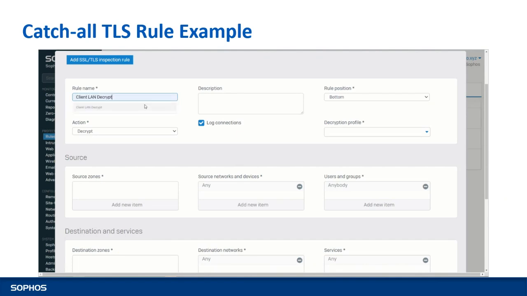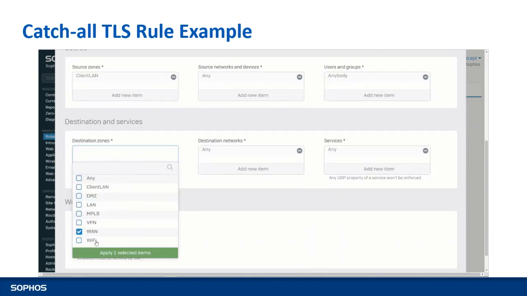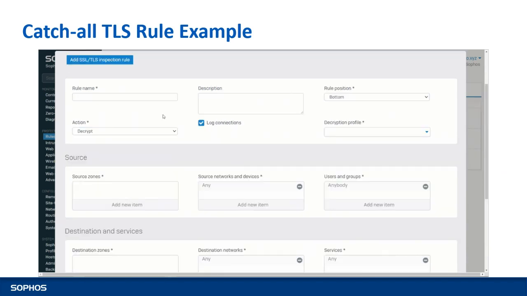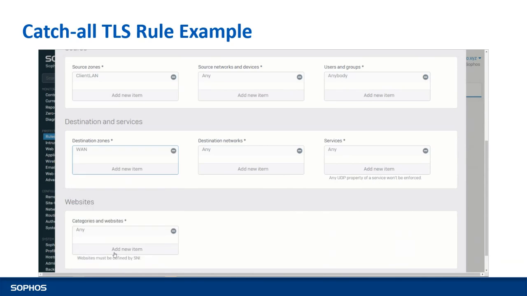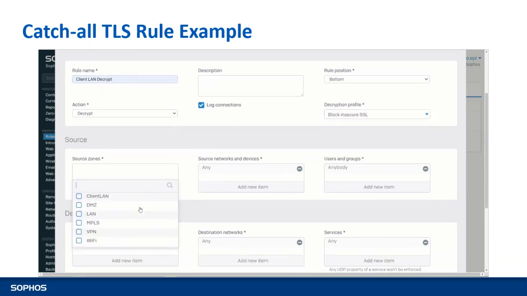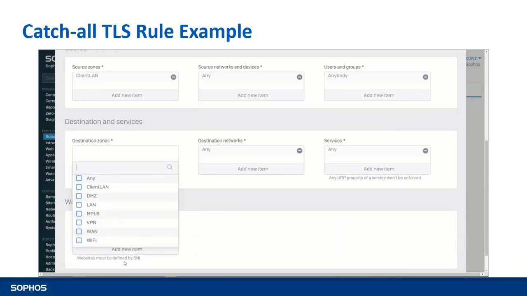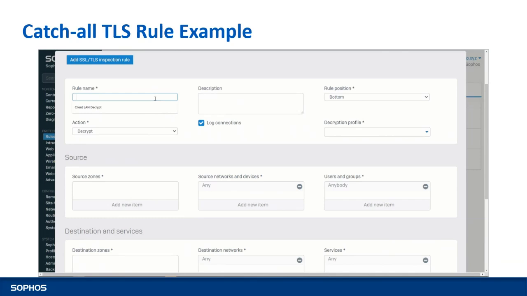As an example, we create a general TLS inspection rule for traffic going to the WAN zone from the client network. Start by giving the rule a descriptive name, set the position of the rule, and set the action. Select a decryption profile that defines the CAs, the acceptable ciphers, and how to handle undecryptable traffic. Configure the source and destination settings in the same way that you would for a firewall rule, and in this case, to select the traffic from clients to the internet too, you can optionally further restrict the rule to apply to a specific website. Okay?